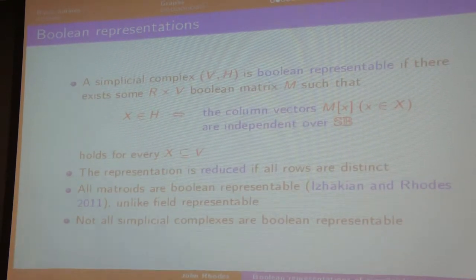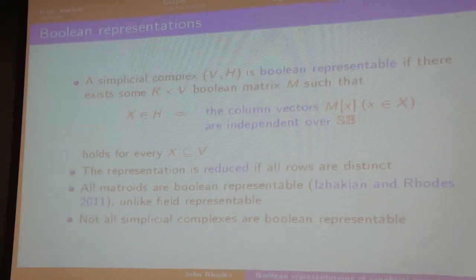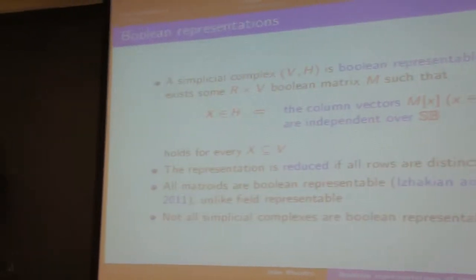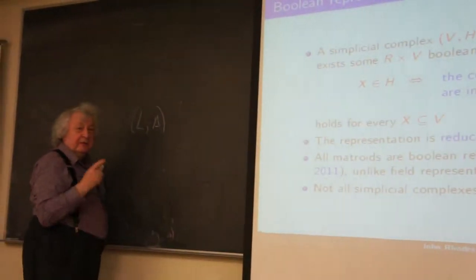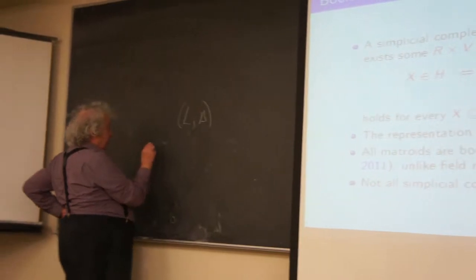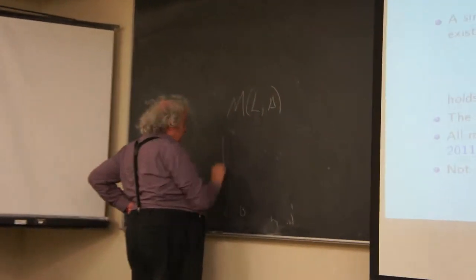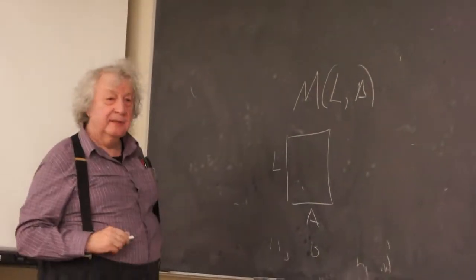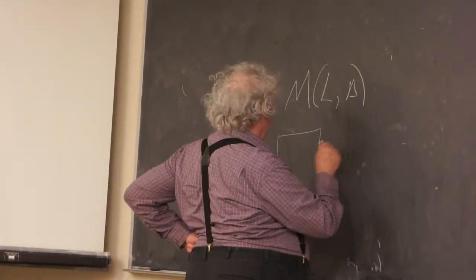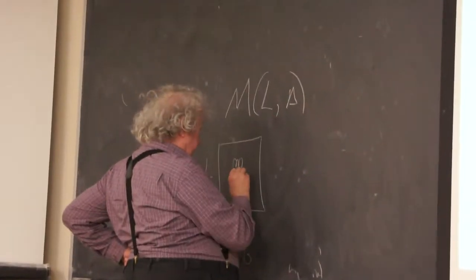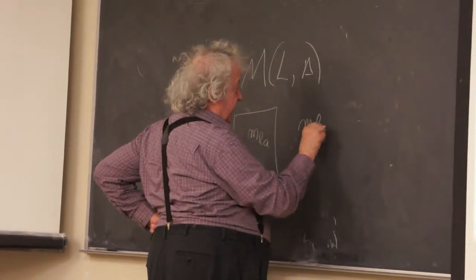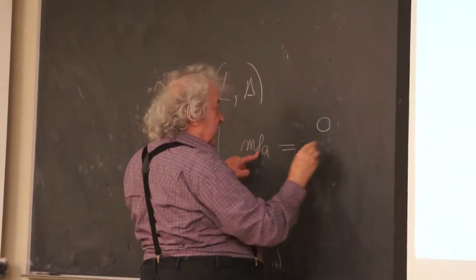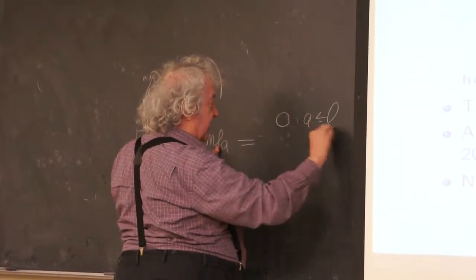Okay, let me tell you one thing. If I have a lattice over here, how do I get a matrix that it comes from? The answer is, you do the following. The matrix of this lattice is going to be an L by A matrix. But now here's the tricky thing. The entry M_LA is going to be 0 if A is less than L and 1 otherwise.